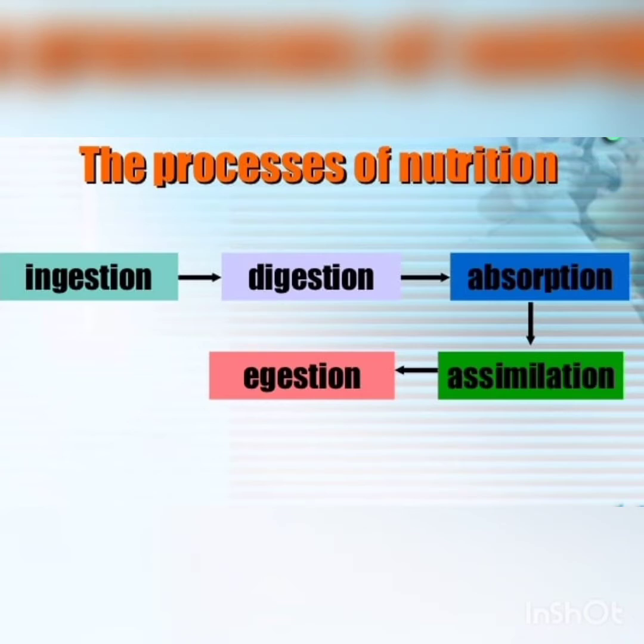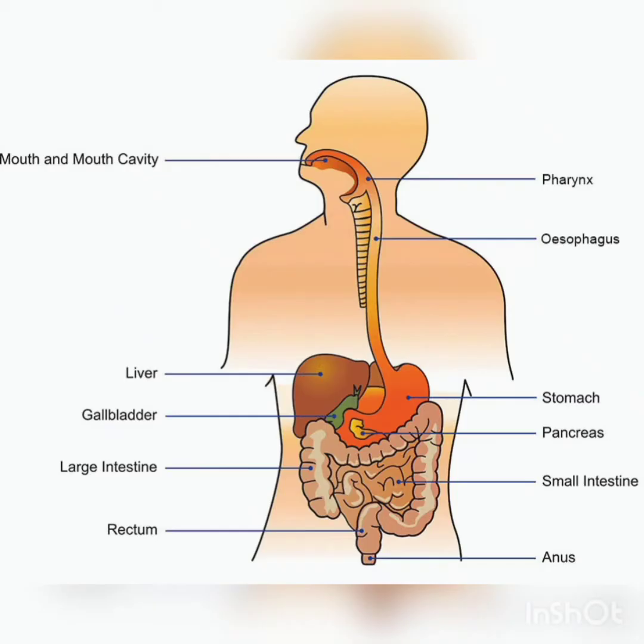All of you remember the main steps of nutrition in humans are ingestion, digestion, absorption, assimilation, and egestion. Then we discussed the human digestive system. The human digestive system consists of the alimentary canal and secretory glands. It consists of buccal cavity, esophagus, stomach, small intestine, large intestine ending in the rectum and anus.